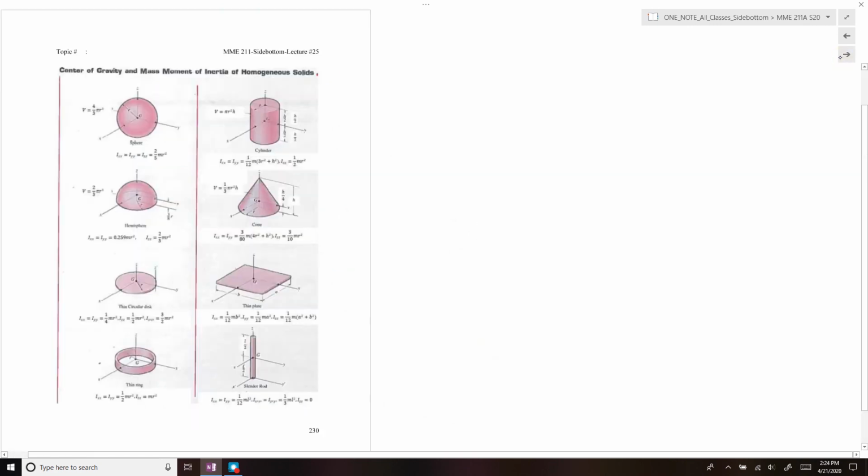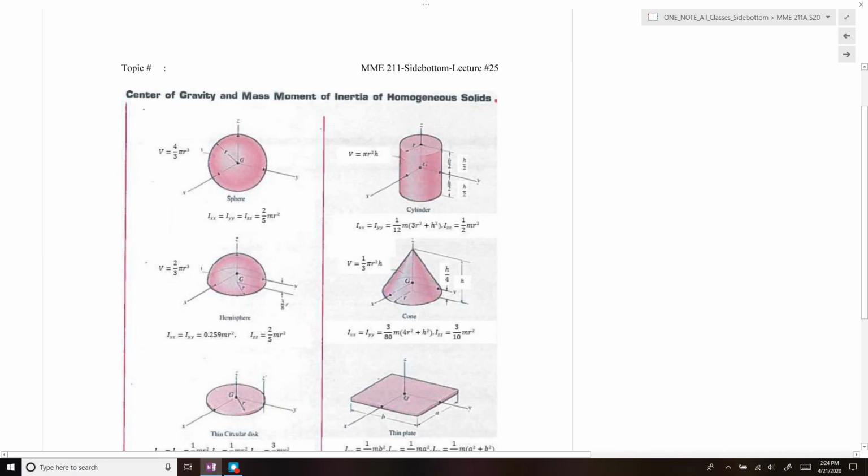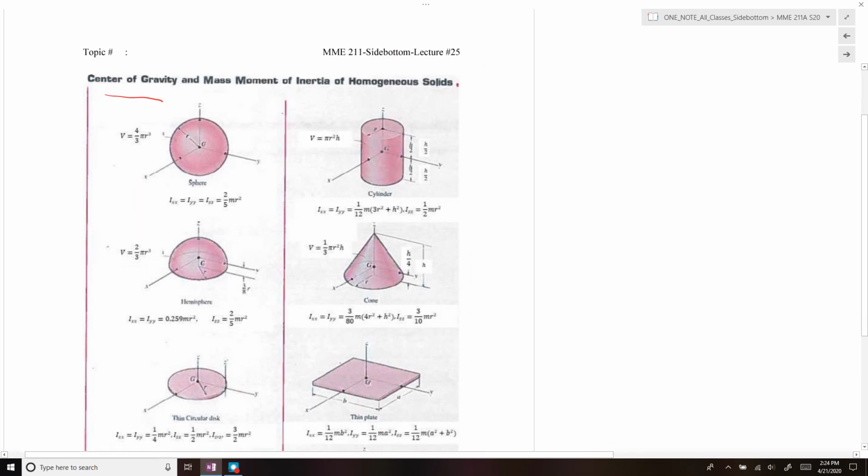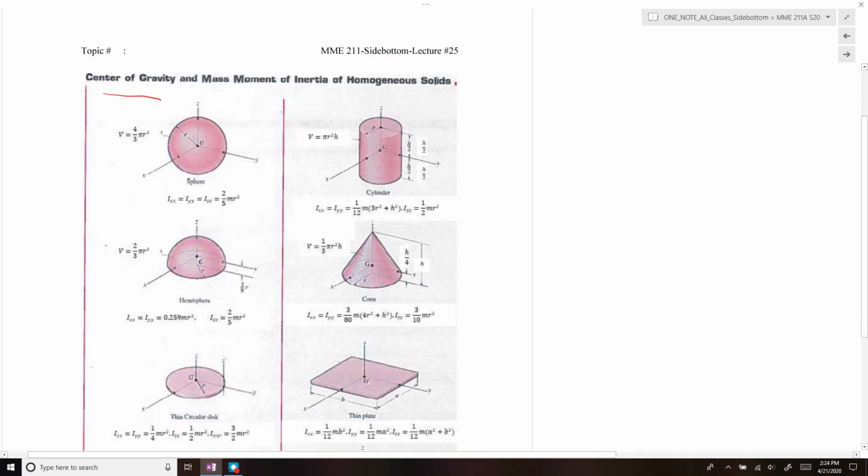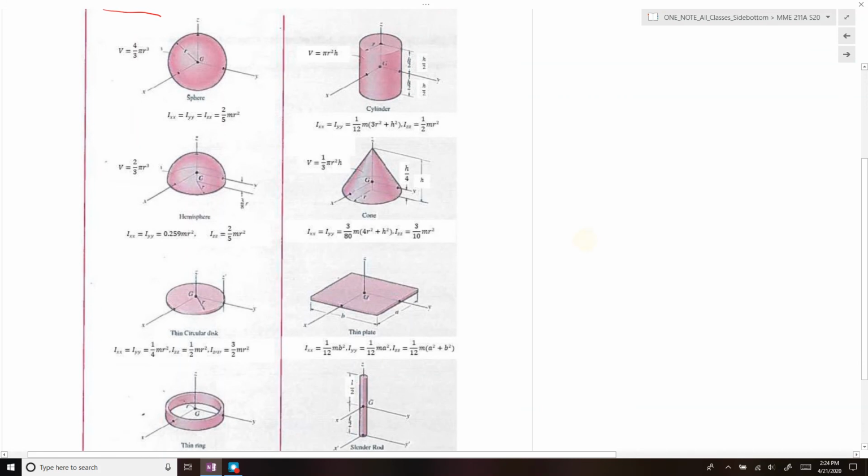And then the next page does the same thing, but instead of 2D shapes, it gives you the same thing for 3D solids. Okay, so it gives you the center of gravity, but if the density of the material is constant throughout, the center of gravity is going to be the same place as the center of volume. So it gives you formulas for a bunch of different shapes to solve for where the center of gravity would be relative to the shape's position.